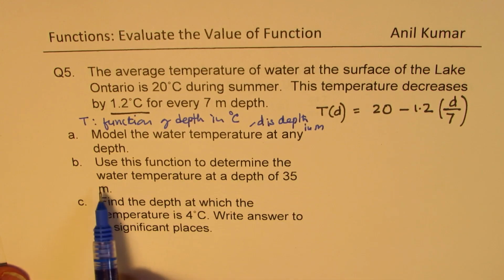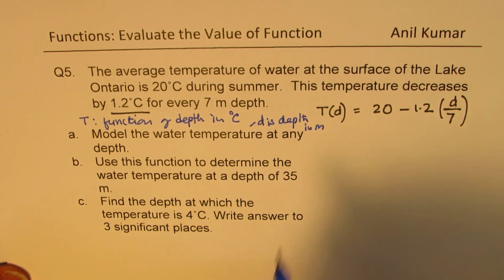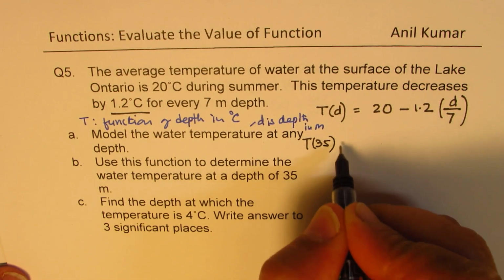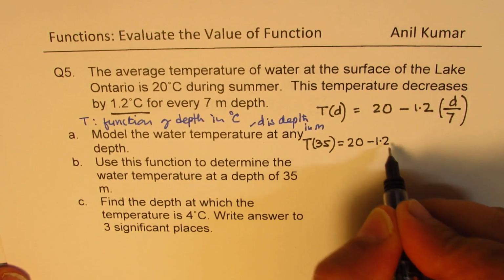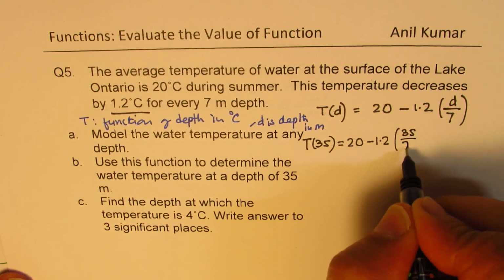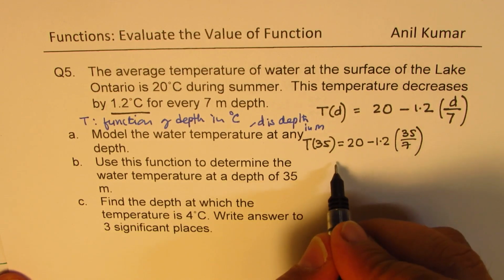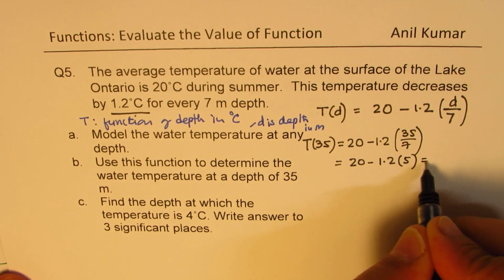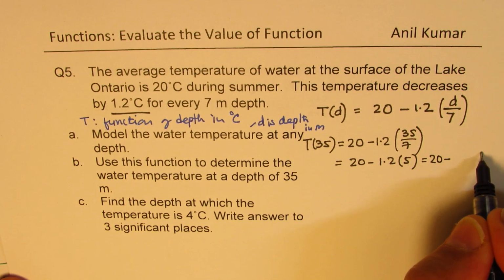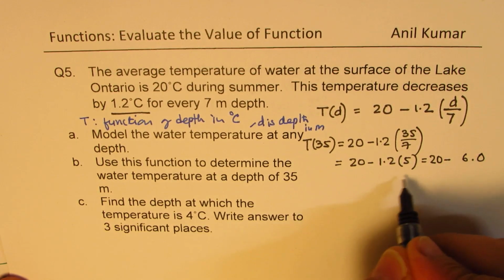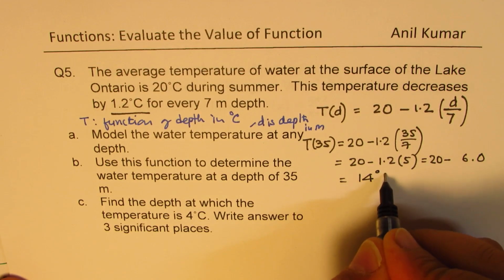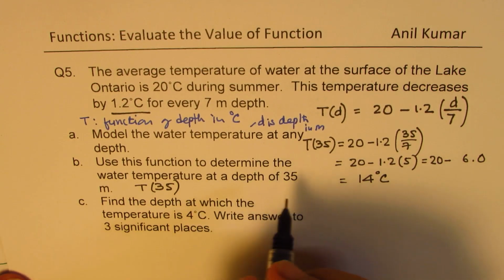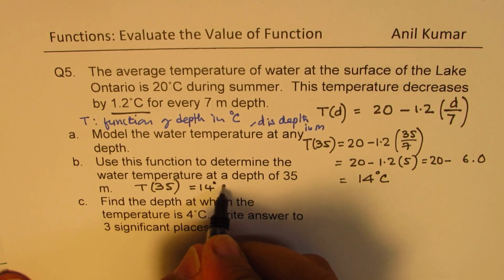Use this function to determine the water temperature at the depth of 35 meters. So the temperature at 35 meters will be equal to 20 minus 1.2 times 35 divided by 7, which is 5, right? So we write this as 20 minus 1.2 times 5, correct? So which is 20 minus 6 degrees we have to take away. So we get 14 degrees Celsius as the temperature. So the temperature at 35 meters depth is equal to 14 degrees Celsius. Is that clear?